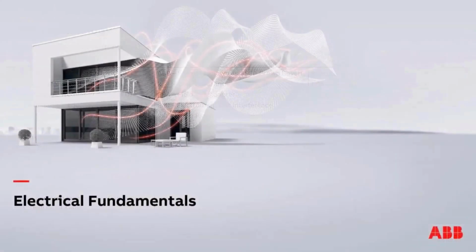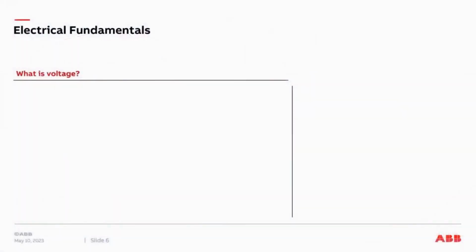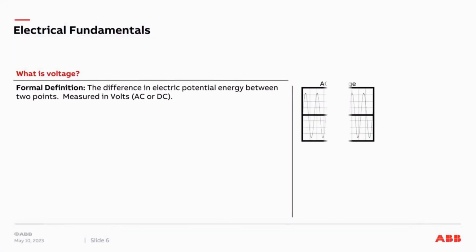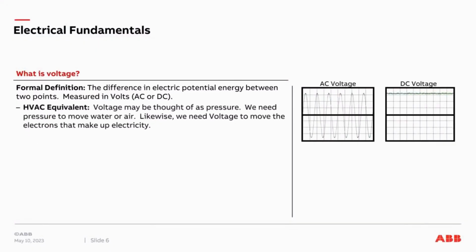Let's talk some electrical fundamentals. What is voltage? The formal definition of voltage is a difference in electric potential between two points, measured in AC or DC volts. The HVAC equivalent is that voltage may be taught as pressure. We need pressure to move water or air. Likewise, we need voltage to move electrons to make electricity. On the right-hand side, we're showing AC voltage, where the voltage crosses zero and changes, and a DC voltage is a voltage that's direct current above the point of zero.